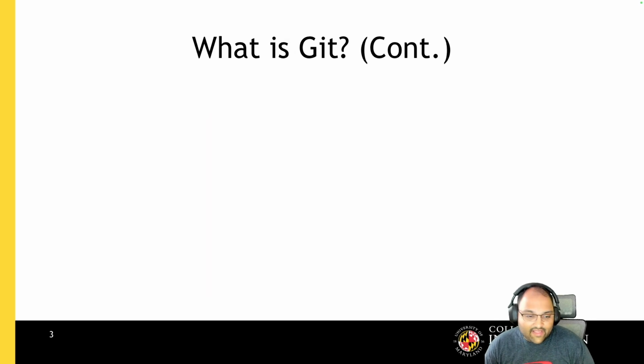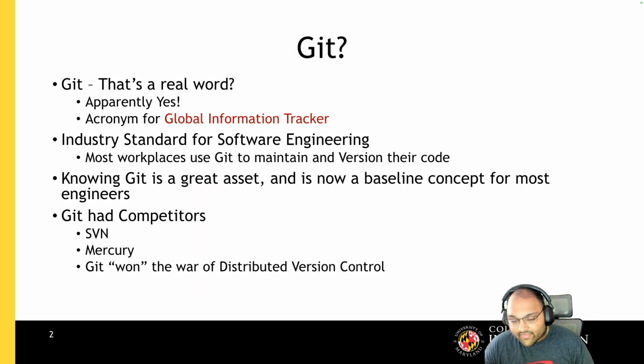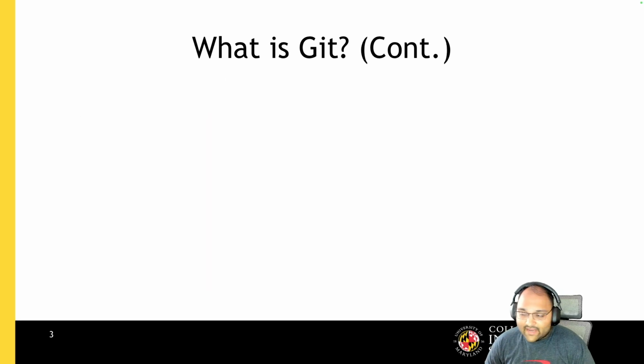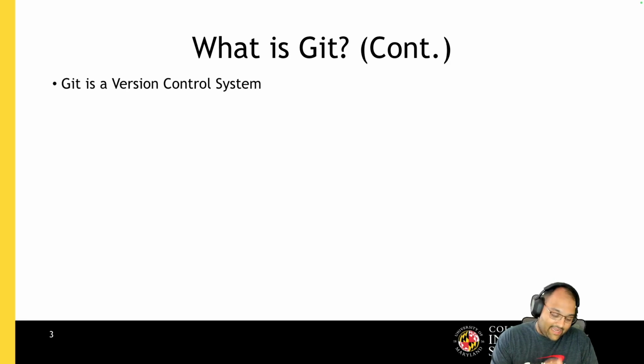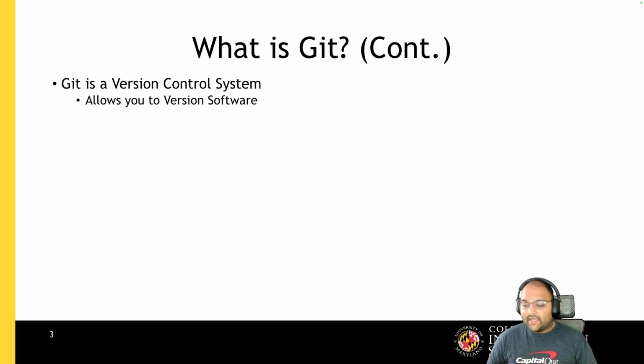So there's a lot of options, right? So Git just tends to win, right? Now let's talk a little bit more about what Git is. So Git at its underlying core principle is a version control system.